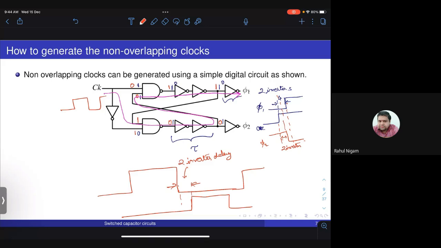Okay, if you replace these 2 inverters and instead of 2, you put 4 inverters, you will have 4 inverters delay. So basically you can control the duration of the non-overlapping period by controlling the delay in this path. Okay, so that's very easily done using only digital circuits, so that is not a problem.